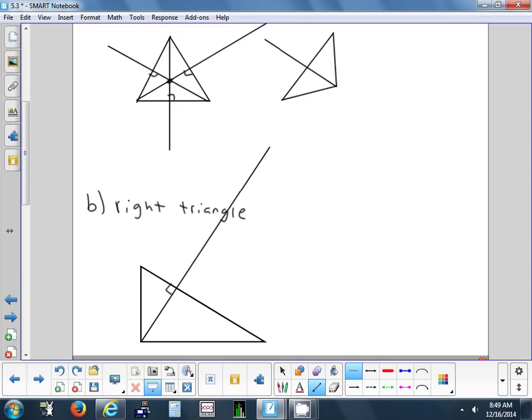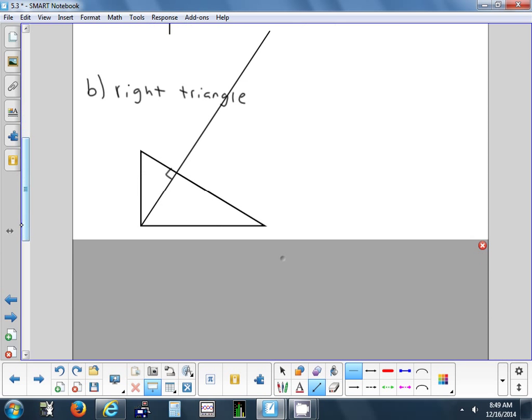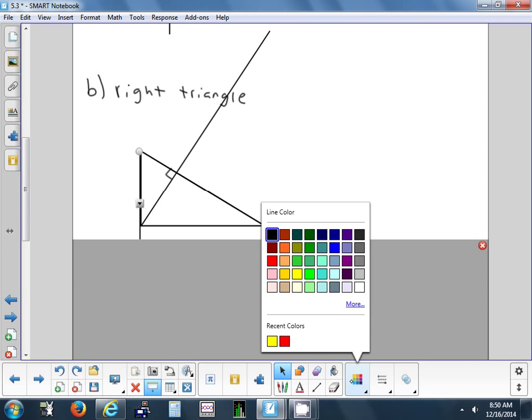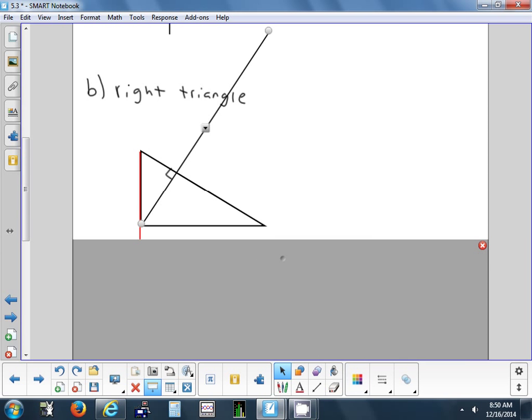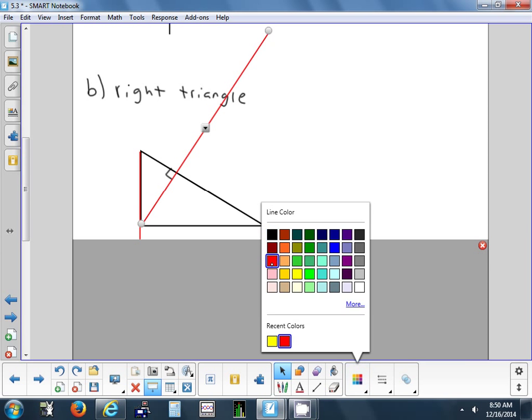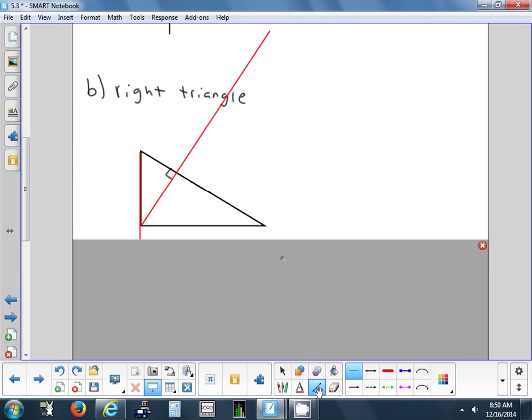Okay, what about my other altitudes? They're going to be weird. What's going to happen when I draw the other two? They're going to be right on the line. From the vertex, perpendicular to the other side. So let's do them in red. That one, and one more. From the vertex, perpendicular to the opposite side.